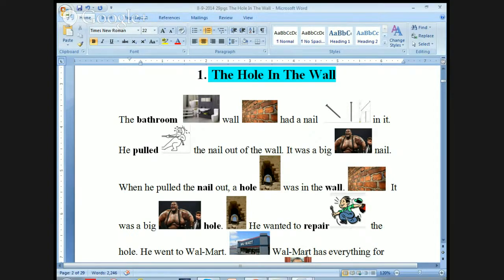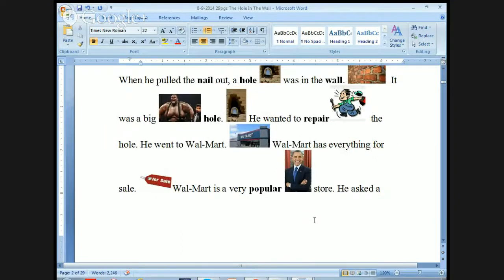When he pulled the nail out, a hole was in the wall. It was a big hole. We went to repair the hole. We went to Walmart. Walmart has everything for sale. Walmart is a very popular store.